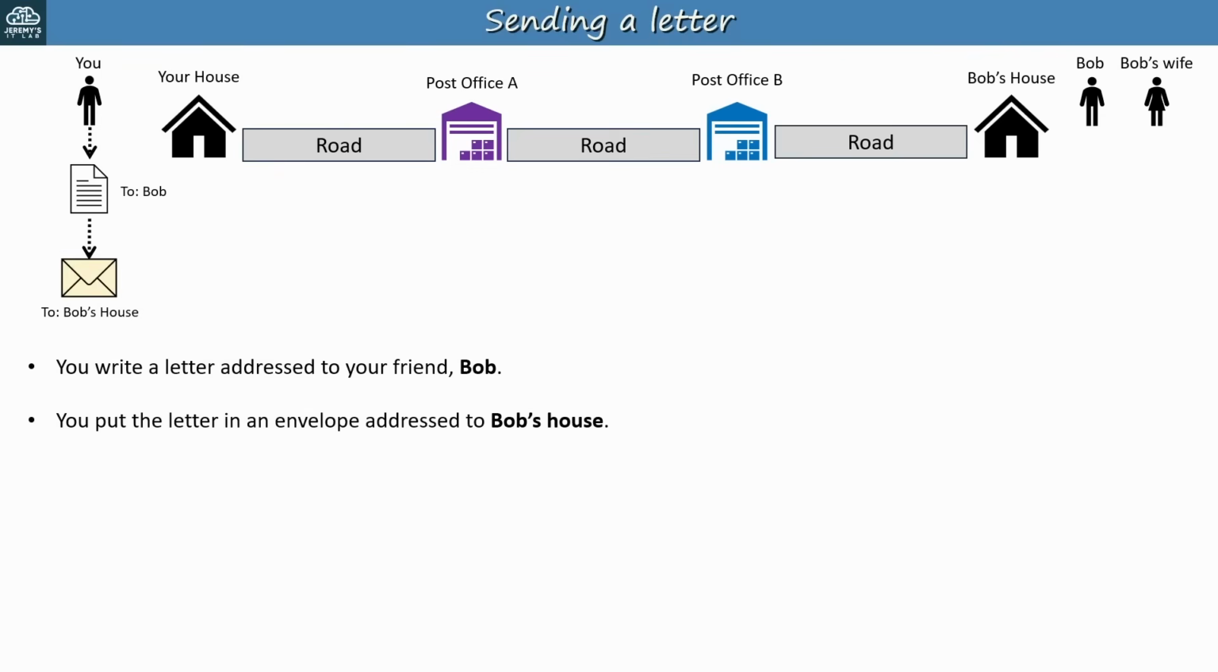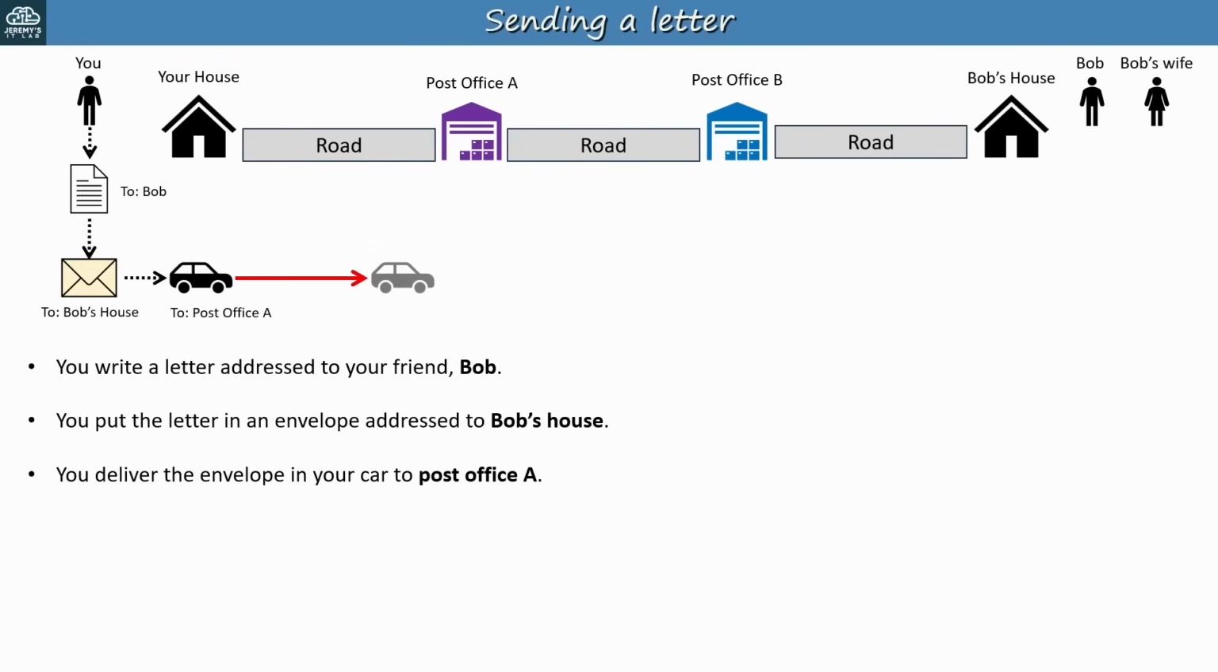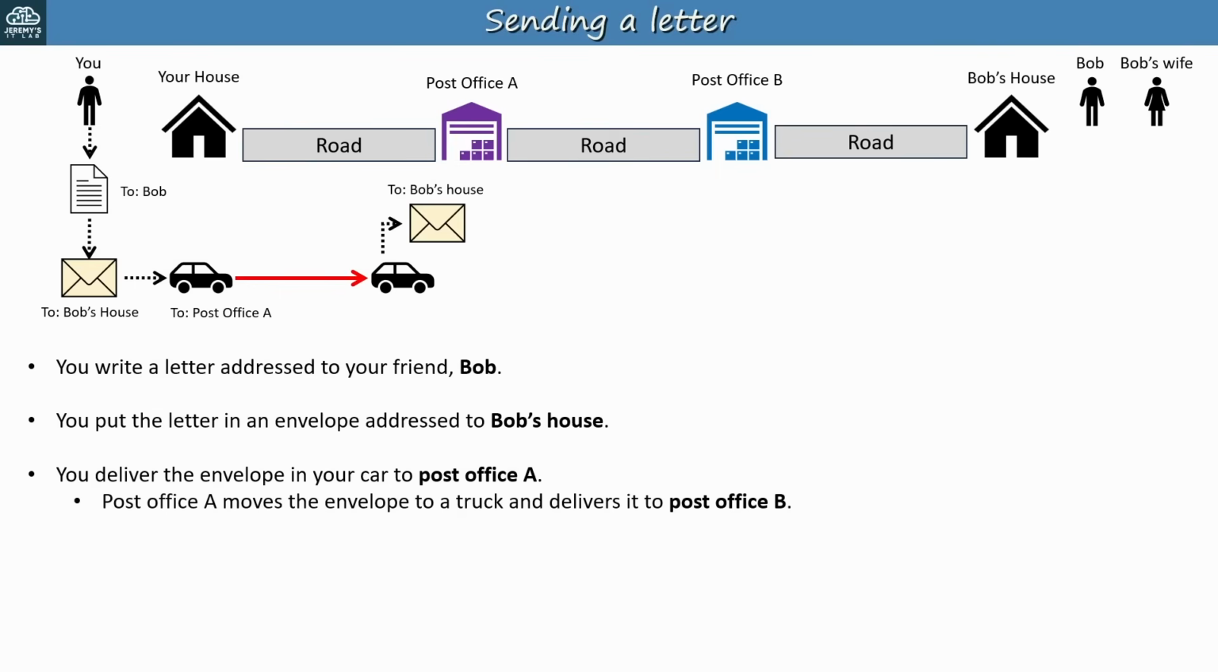Bob's house is a bit far from where you live, so instead of driving directly to his house, you deliver the envelope in your car to Post Office A, like this. Notice the 3 different destinations. Your car is going to Post Office A. The envelope inside your car is going to Bob's house, and the letter inside the envelope is going to Bob himself. Post Office A then moves the envelope to a truck and delivers it to Post Office B, like this.